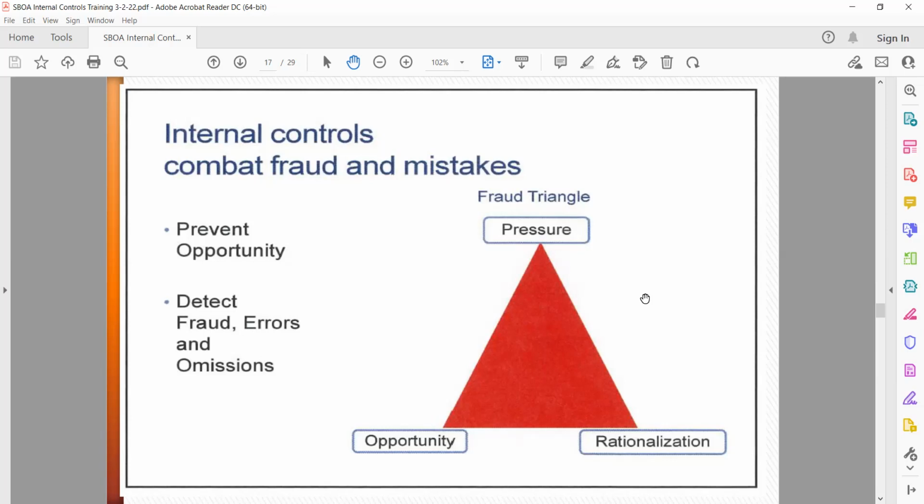Some examples of rationalization are, I will pay it back. I put in a lot of hours. This job owes me. I don't get paid enough. It is only a small amount. The unit has plenty of money.